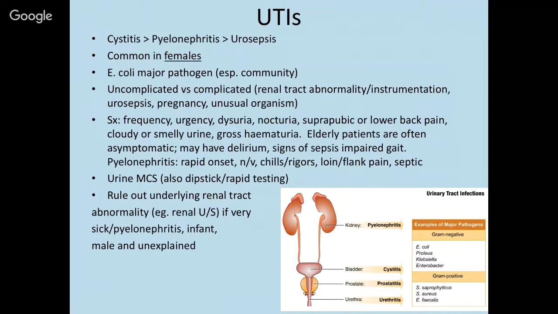So symptoms, you guys also always know: frequency, urgency, dysuria, nocturia, lower back pain, cloudy or smelly urine, hematuria. If you actually look at the urine, you'll get white cells and red blood cells, and you also get nitrites. So you can find that all when you do the initial dipstick of the urine.